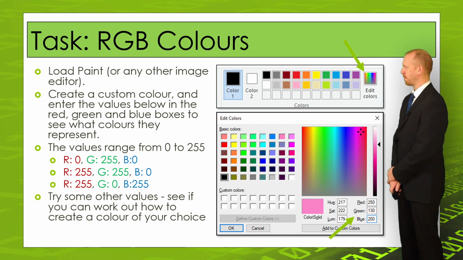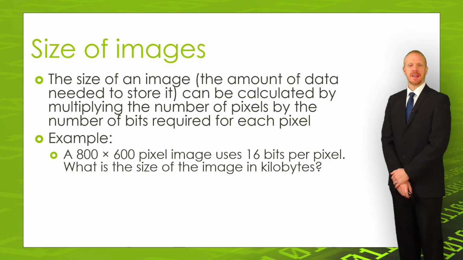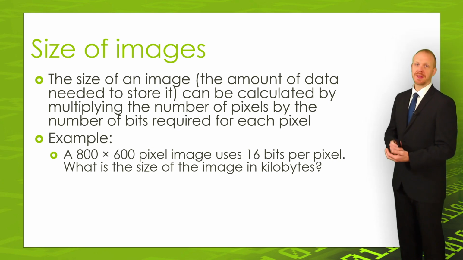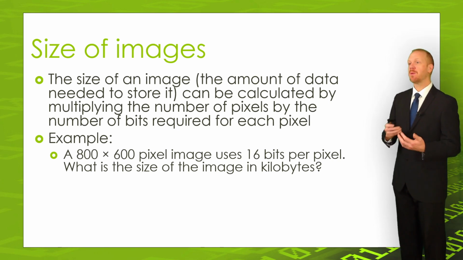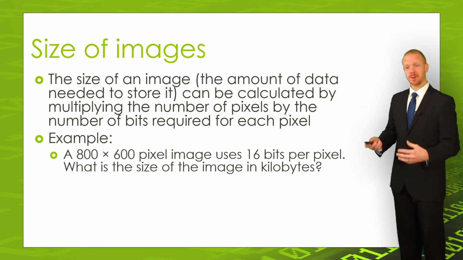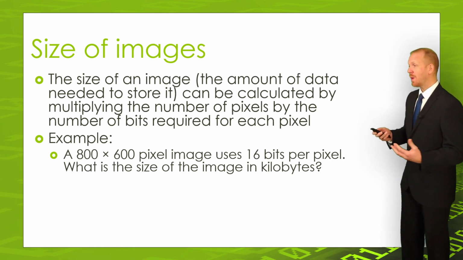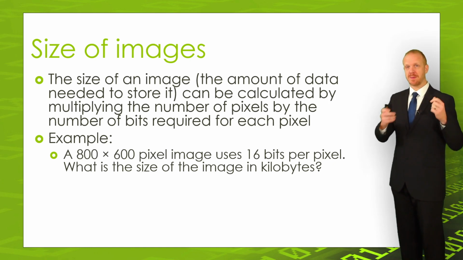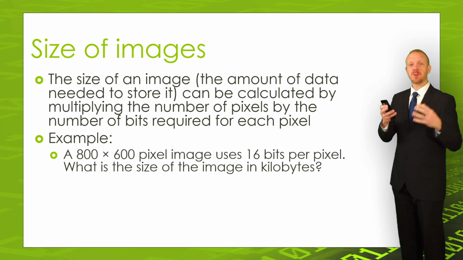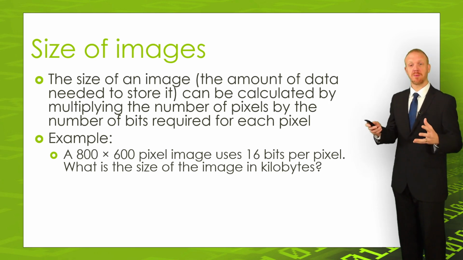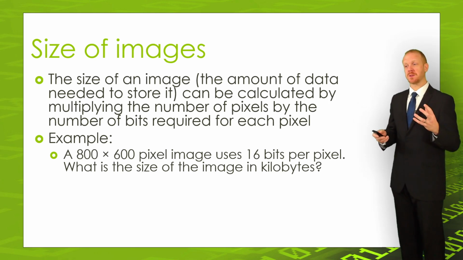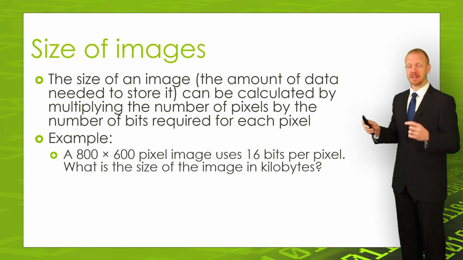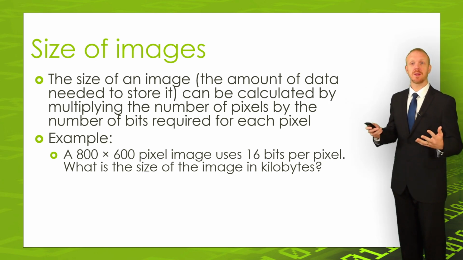Okay, let's move on. The last thing we need to know how to do is to calculate the size of an image. Now we know how to take an image and store it as ones and zeros. How many ones and zeros do we need for a particular image? Well, we know that each one of those pixels has to have enough bits to store the amount of red, green and blue. And we know that each picture has a certain number of pixels. So if we take that number of pixels and multiply it by how many bits are needed for each pixel, that should give us a total number of bits.